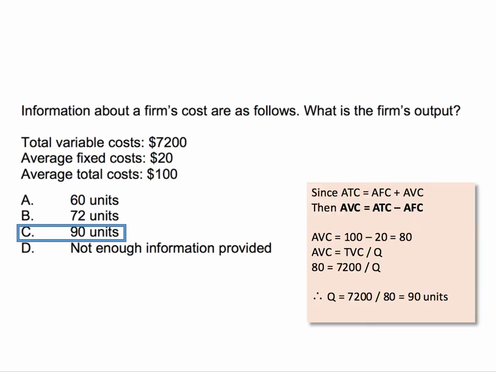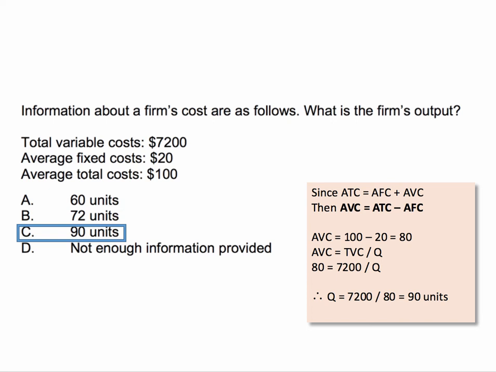So the key is to understand that average total cost is the sum of average fixed cost plus average variable cost. Just doing a little bit of rearranging, the average variable cost is therefore the average total cost minus the average fixed cost. Well, we know the average total cost is $100. We know the average fixed cost is $20. So the average variable cost must be $80.